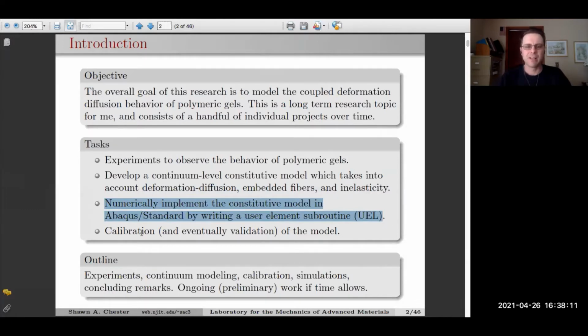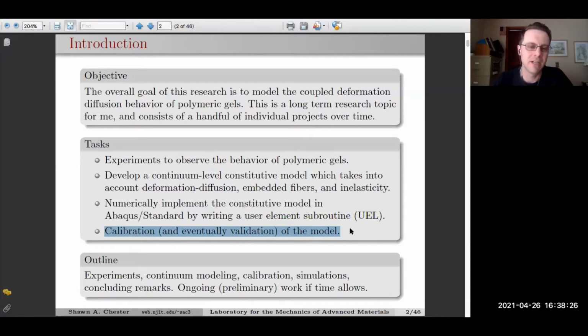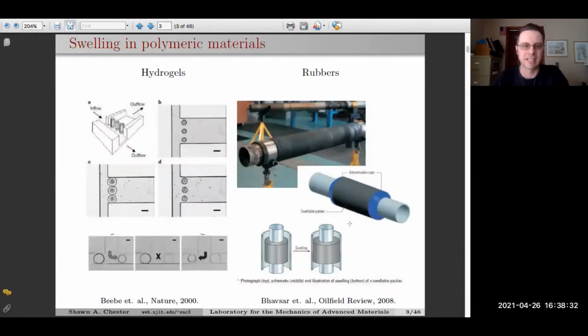And the last bullet point there is the sneakiest one. This is the yet in progress portion, is the calibration. And hopefully one day we can actually validate this model. We're not quite at validation yet. And the outline basically follows the tasks there.